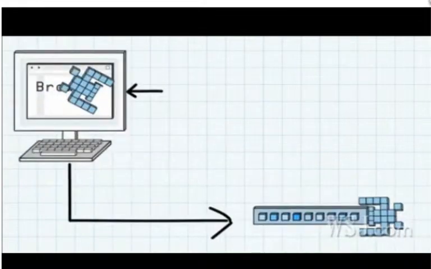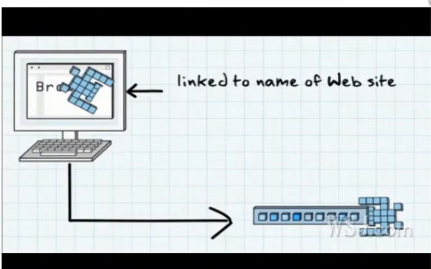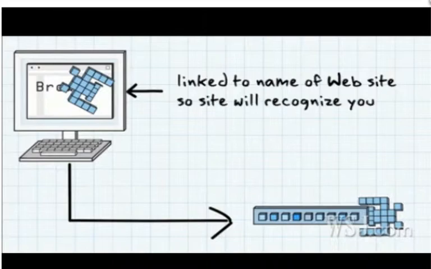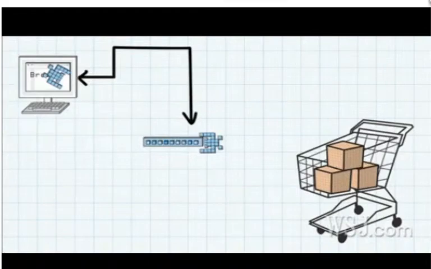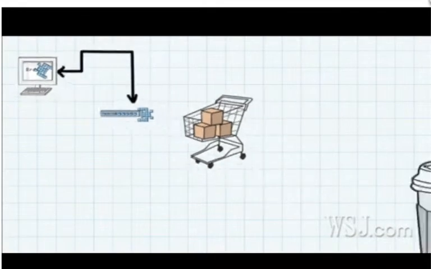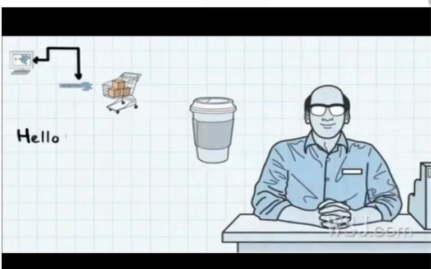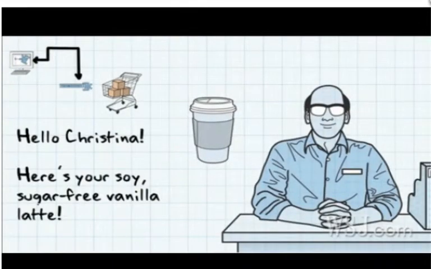In your computer, the cookie is linked to the name of the site, so that every time you visit it, the site will recognize you. Once the cookie is in place, you can add a toaster to your cart without it ever disappearing. Unless you delete the cookie, the toaster will stay in your cart even if you visit another page or another site. It's like having great customer service at a cafe where the barista remembers your name and your drink.